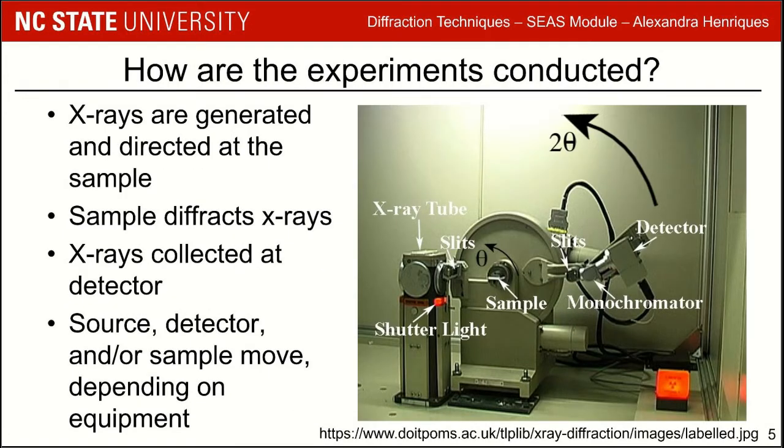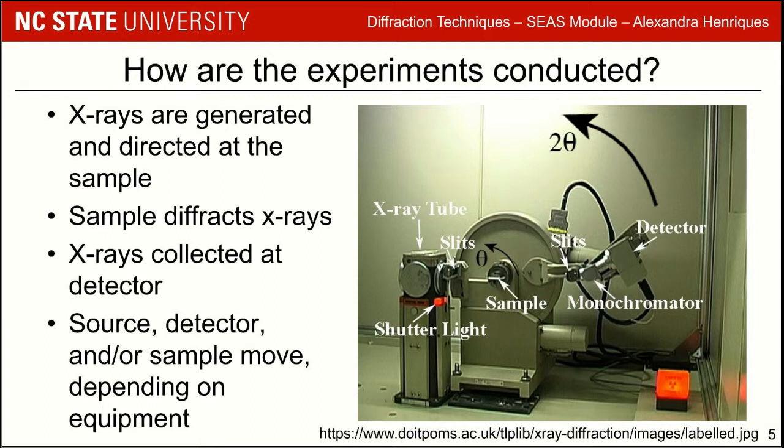Now, how are the experiments conducted? What you see in the image on the right is a traditional laboratory scale X-ray diffractometer. On the left side, an X-ray tube generates the X-rays that constitute our incident beam. These X-rays are directed at the sample, and that sample diffracts those X-rays. The X-rays are then collected at the detector on the right. Now in the figure, you'll see mention of a shutter, a monochromator, slits, etc. This has to do with the specification of this instrument and the optics that are used, and they can vary from diffractometer to diffractometer.